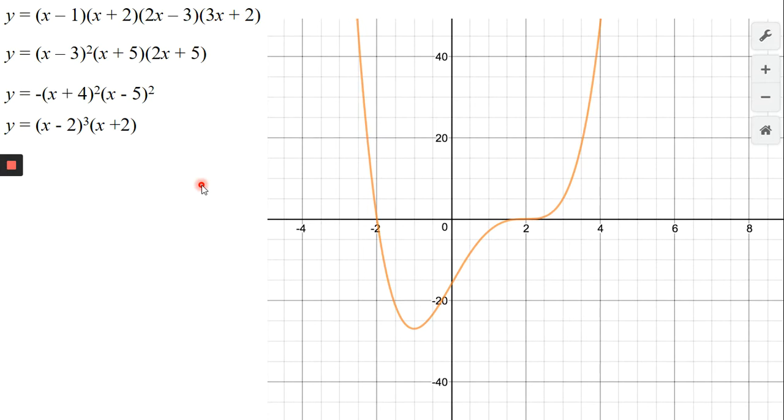Another one there. So this one here crosses at minus 2, and it just has a point of inflection at 2. So that one there, point of inflection. That one there is where it crosses. And again, it's positive, so it kind of looks like a W. M is minus, so if it's a minus, it looks more like an M shape. Otherwise, it looks more like a W shape.